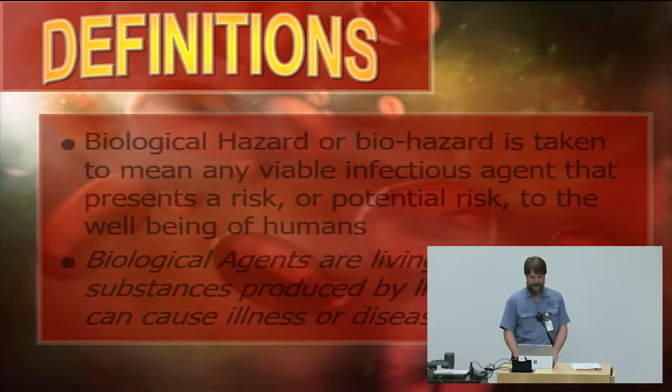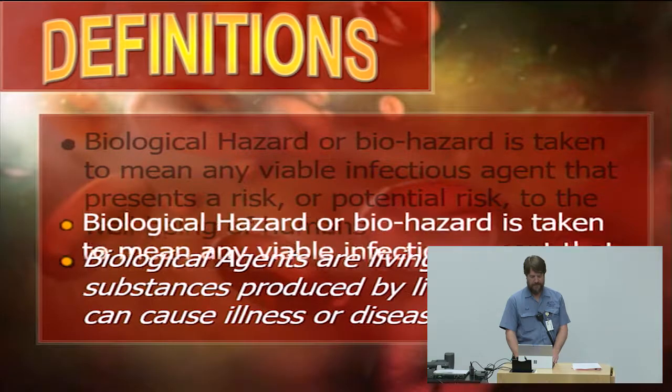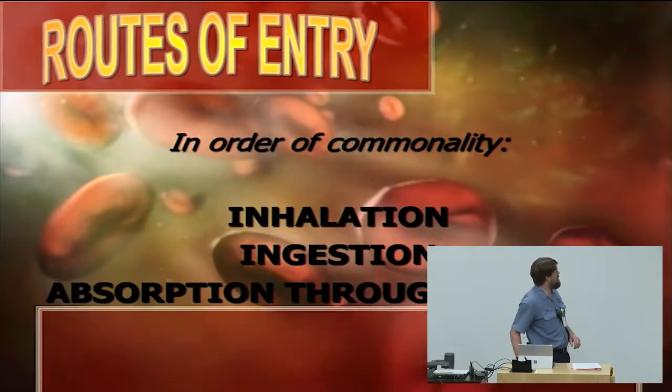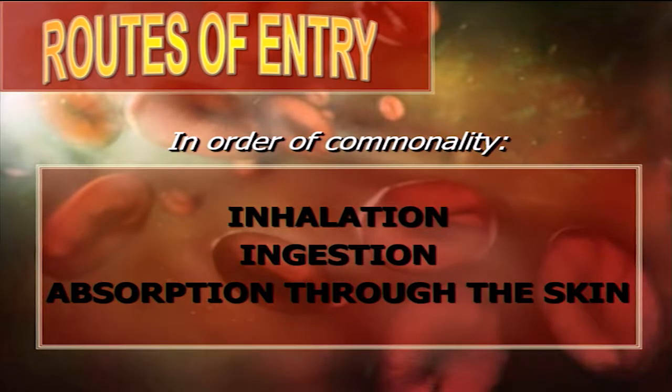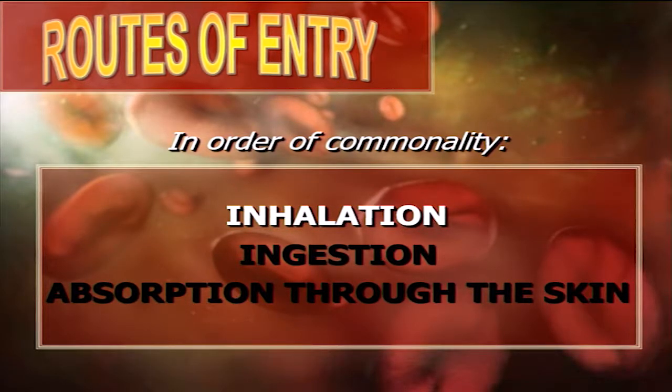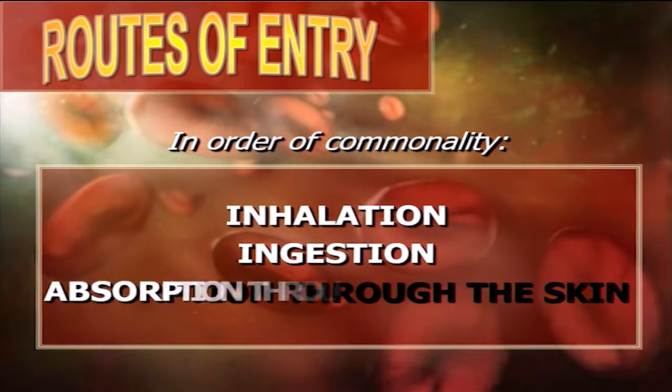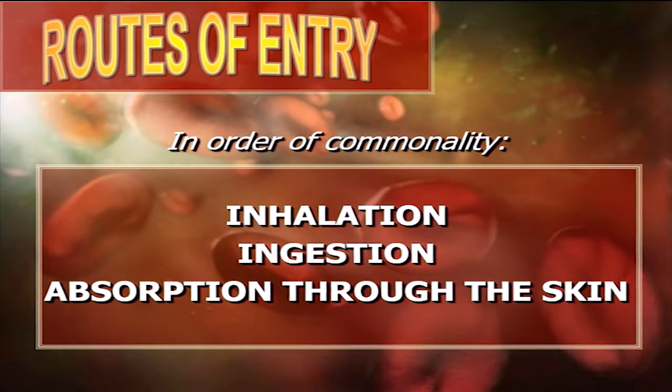A lot of our bacteria and stuff actually doesn't come from the agent itself, but from the byproducts, if you know what I mean, of these living organisms. So in order of commonality, the routes of entry for your biological agents are inhalation, ingestion, and then absorption through the skin. So inhalation, you breathe it in. Ingestion, you eat it. And absorption through the skin, as it says, it just seeps in and gets into the membranes from the outside.